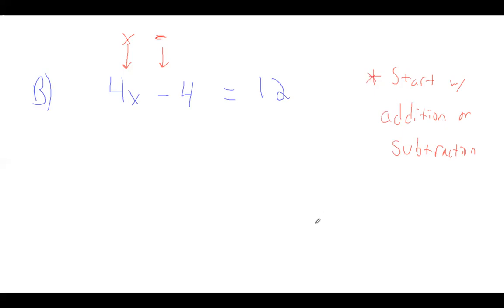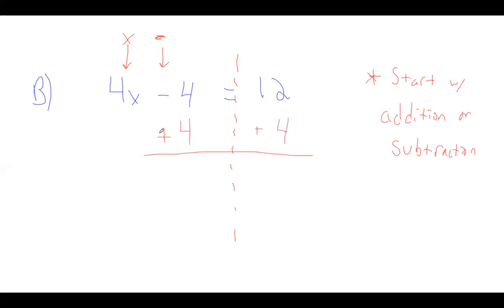So for this problem, we're going to do what we always do and draw a line down our equal sign, right? We see what operations are happening, multiplication and subtraction. We know to start with the addition or subtraction, so we're going to focus here first, right? It's subtracting 4, so we do the opposite, which is adding 4. And the golden rule, right? If I do it to one side, I have to do it to the other.